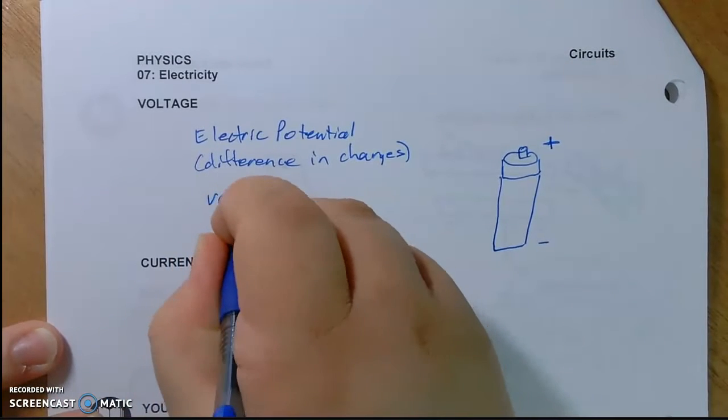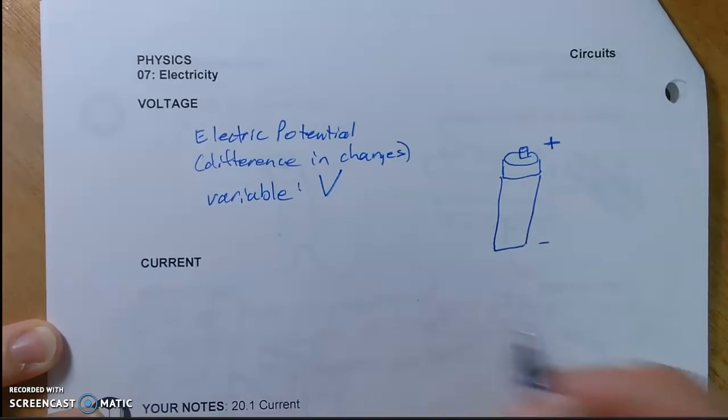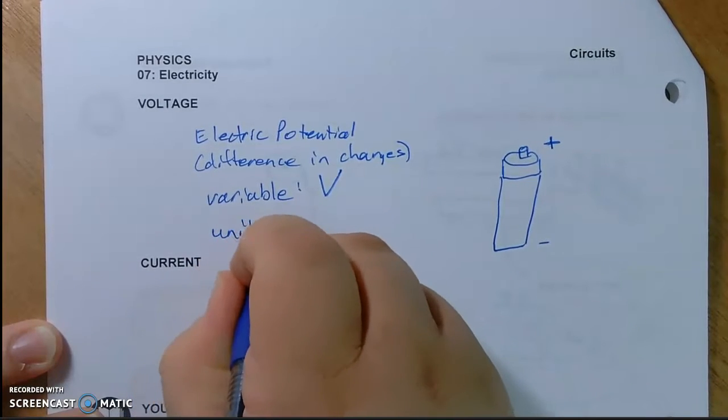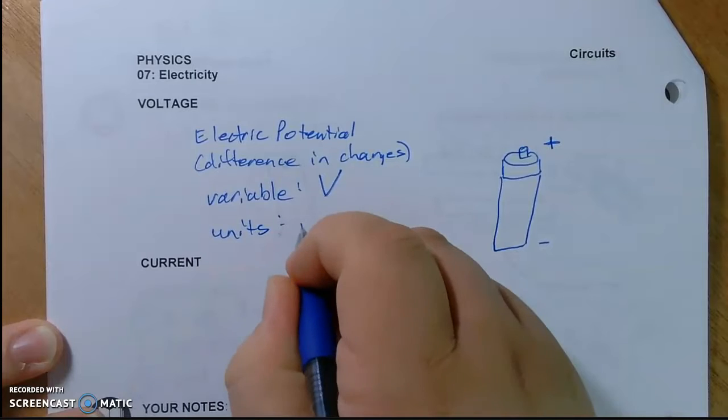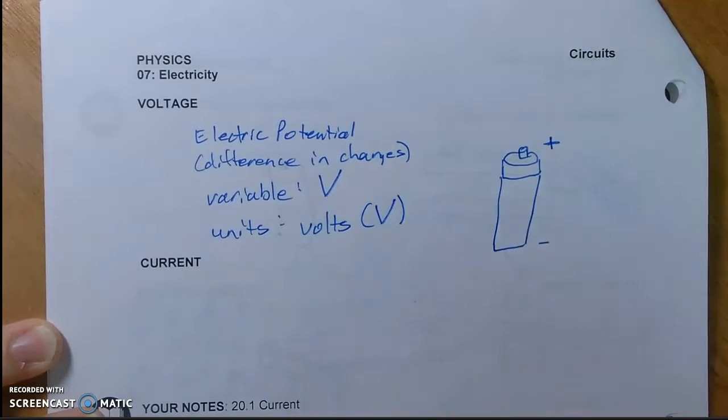The variable for voltage is capital V. The units, it's measured in volts. Also a capital V.